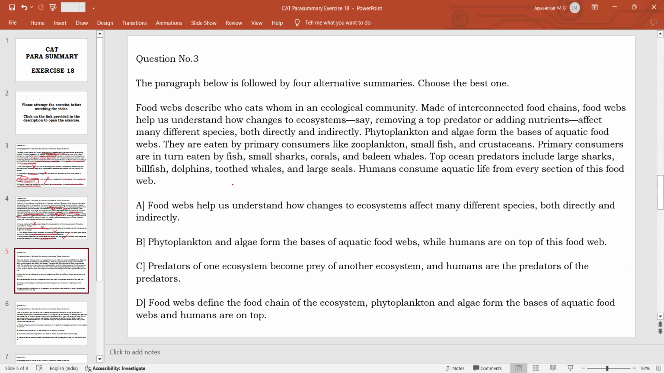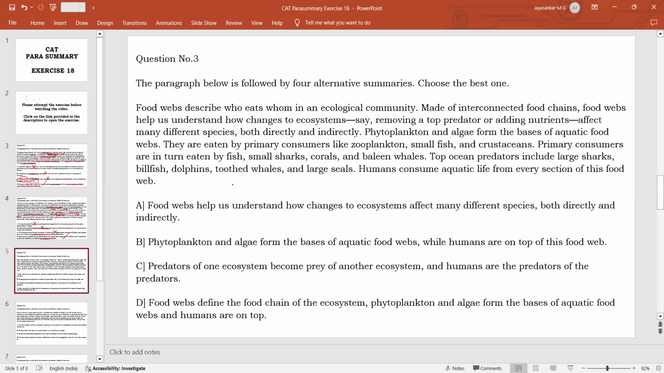All right, question number 3 talks about food webs and how food webs are made of interconnected food chains, and how they help us in understanding that changes in the ecosystem will make certain changes in the participants of the food chain or the different species that are involved in the food web. So a food web is made up of interconnected food chains, and they help us understand how any changes in the ecosystem affect the players in the chain.